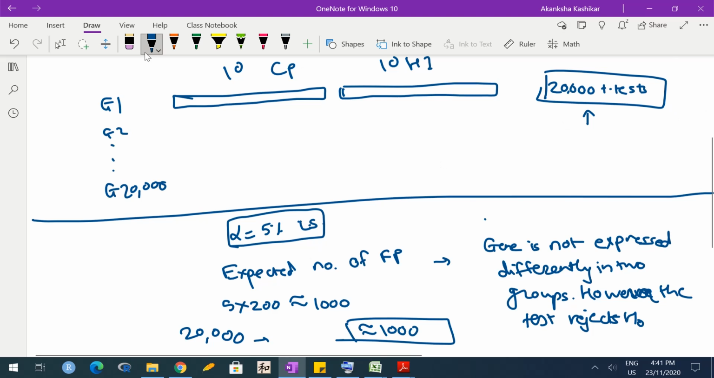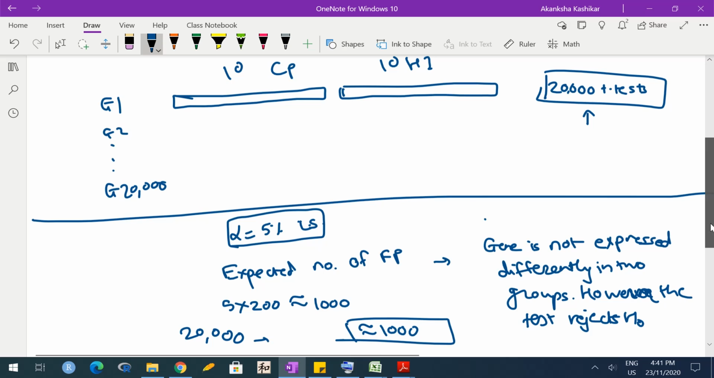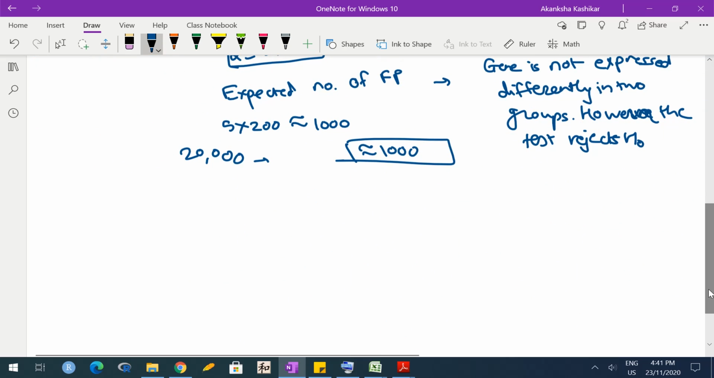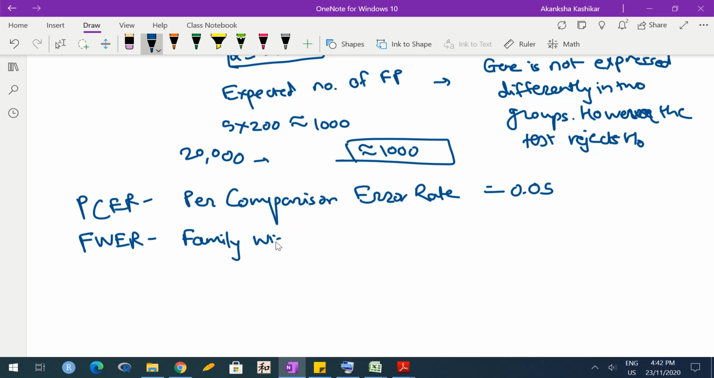Not just that, people went a bit further and defined a couple of new terms. So this 5% level of significance is generally known as per comparison error rate. What do I mean by per comparison error rate? For every test, what is the error rate? That is 5%, 0.05. But when you are carrying out so many tests simultaneously, you are not just worried about per comparison error rate. People say we should be worried about something called family-wise error rate.